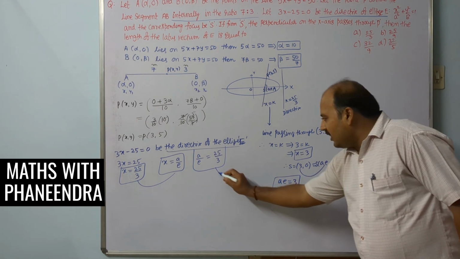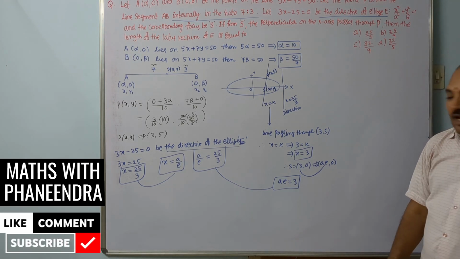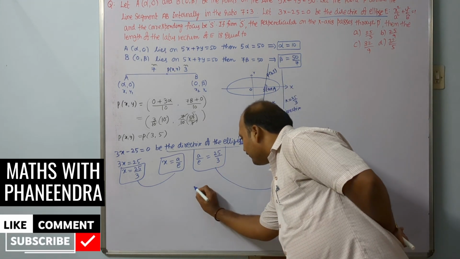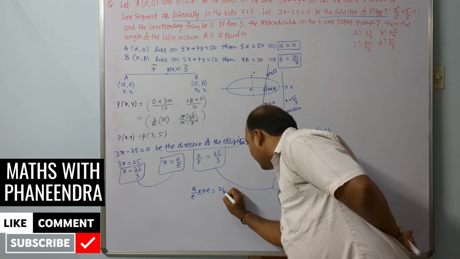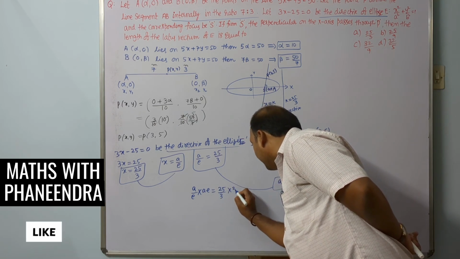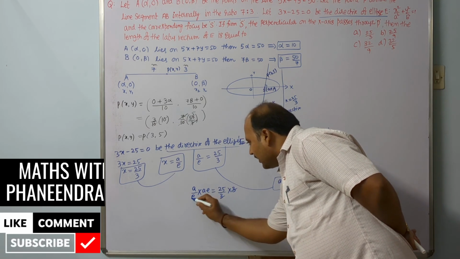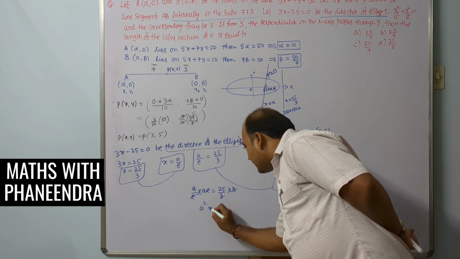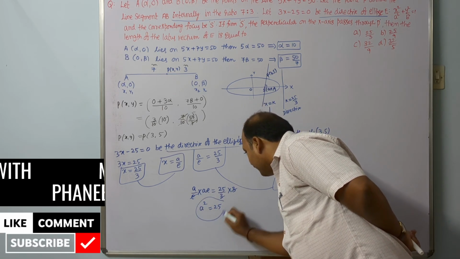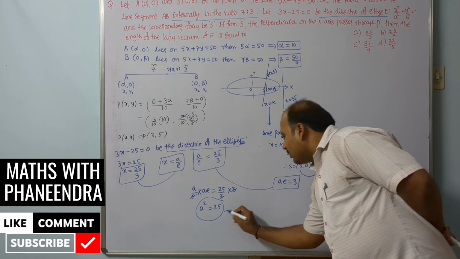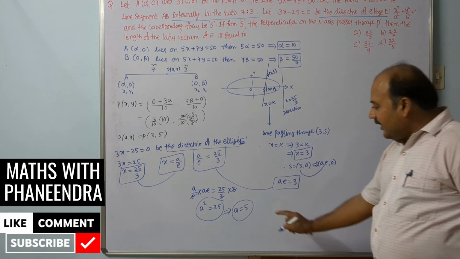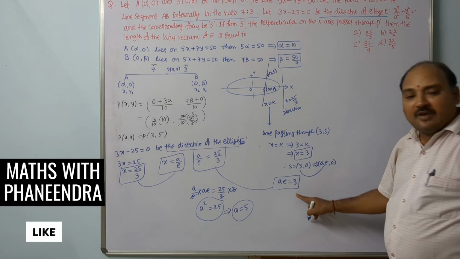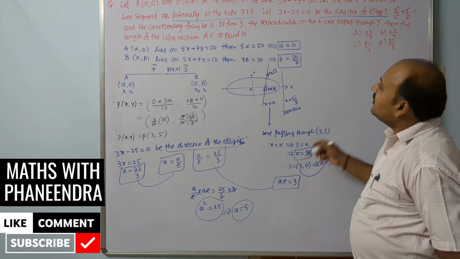Here we got A by E value and here we got AE value. From these two, A by E into AE is equal to 25 by 3 into 3. Here 3 gets cancelled, here E gets cancelled. A square equal to 25. So then A equal to 5. So now after getting that A value and AE value, we can find out what they are asking to find.